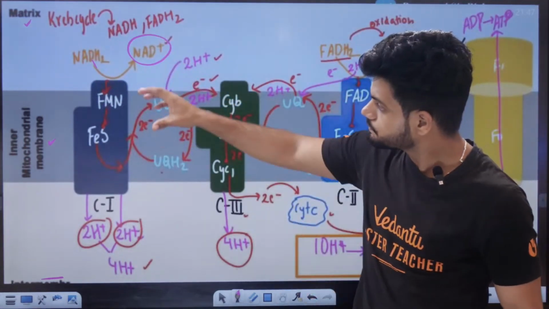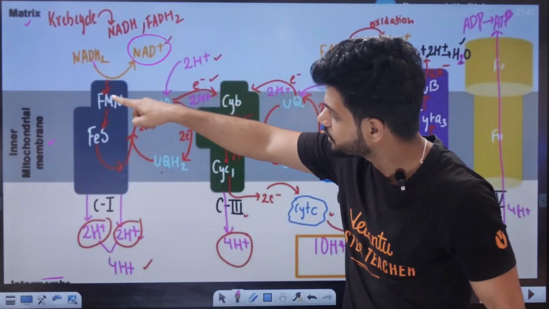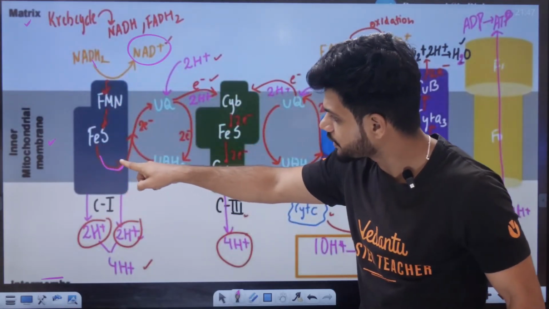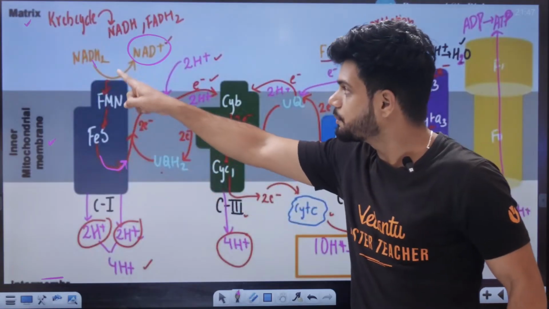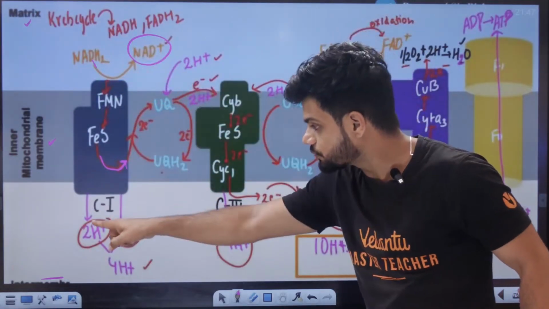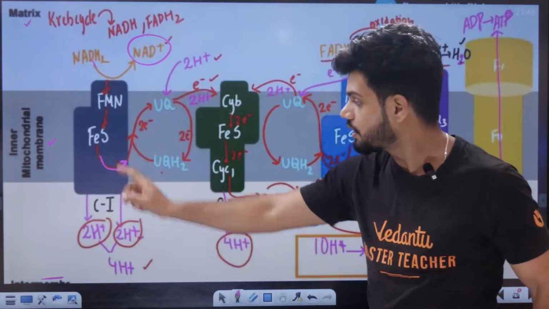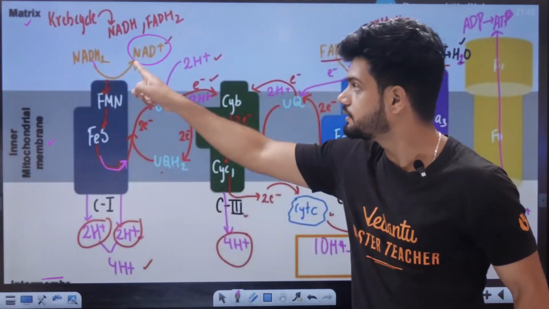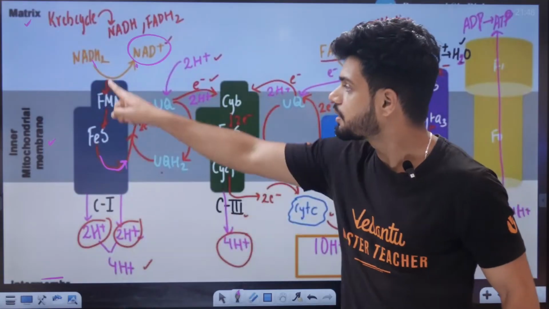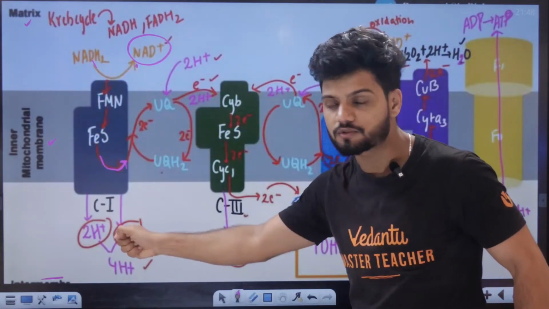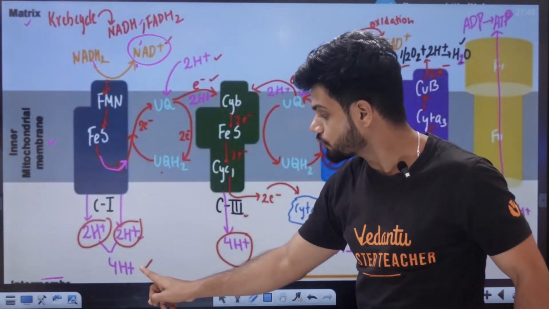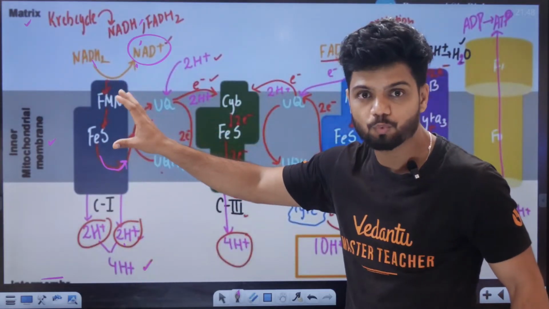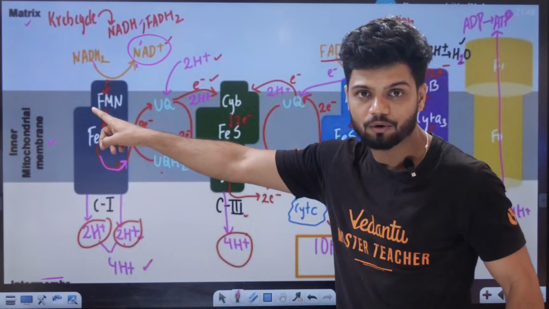All the protons from here are sent to the FMN, FeS, and electrons are sent here. Electrons are sent here, but the protons are sent to the intermembrane space. So 2 protons directly from here, and this complex sends 2 more protons from the stroma. So totally 4 protons in the intermembrane space. That is complex 1, NADH dehydrogenase.